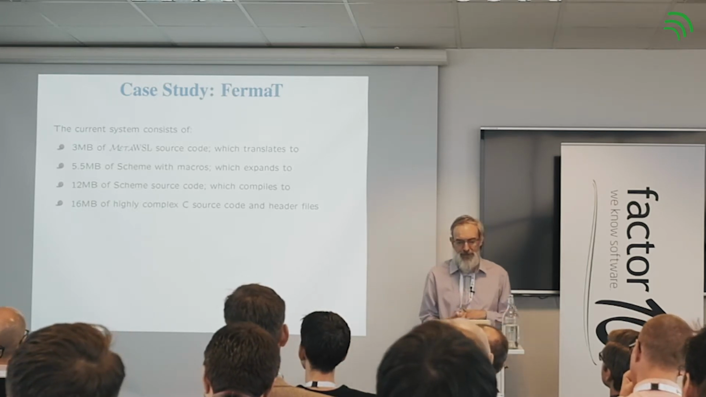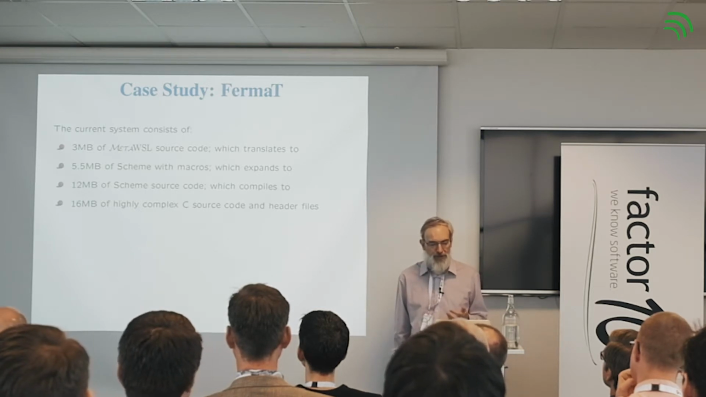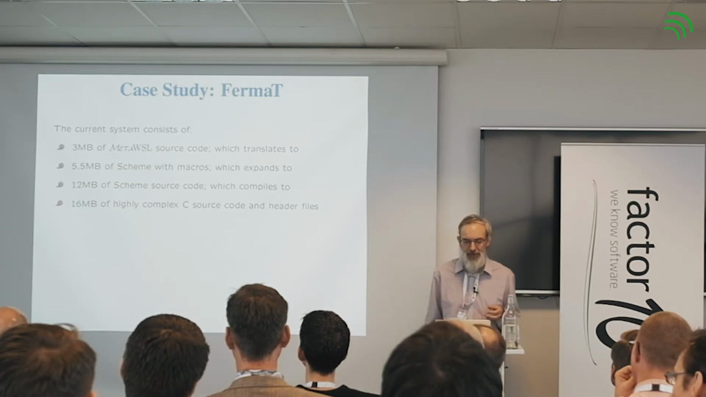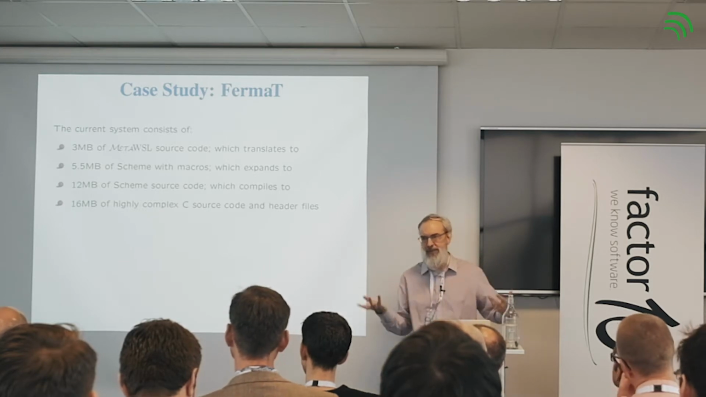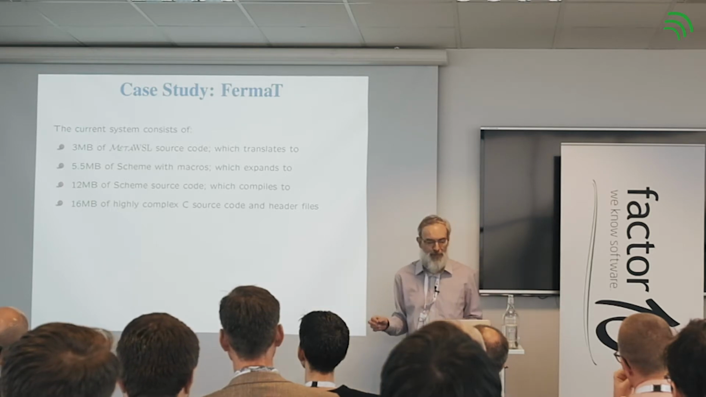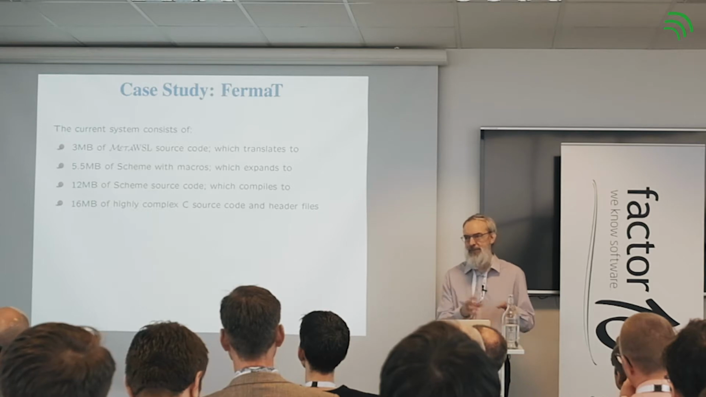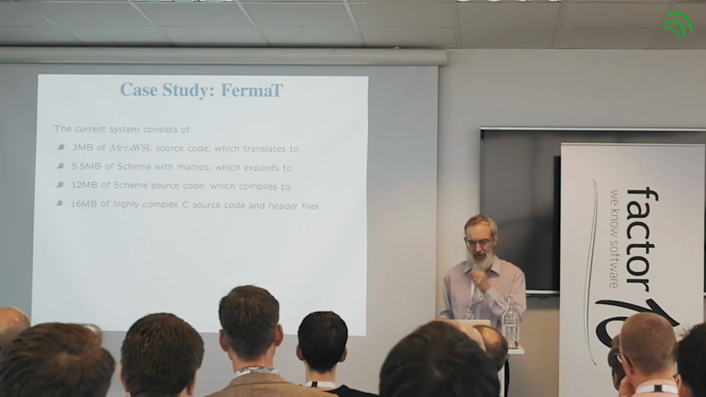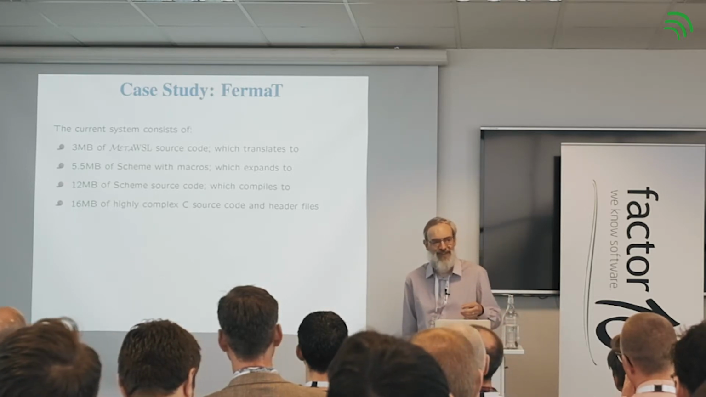So the current system, which I've been working on for all these years, the transformation engine, consists of about 3 megabytes of MetaWSL source code. And then when we translate that into the Scheme language, that expands into 5.5 megabytes of Scheme with lots of macros in there. So when you expand all the macros, it expands into 12 megabytes of Scheme source code. And then we have a Scheme to C compiler, so we eventually get to executable code via Scheme to C, and that compiles the Scheme into 16 megabytes of incredibly complex C code.